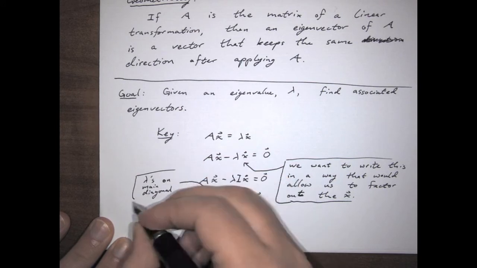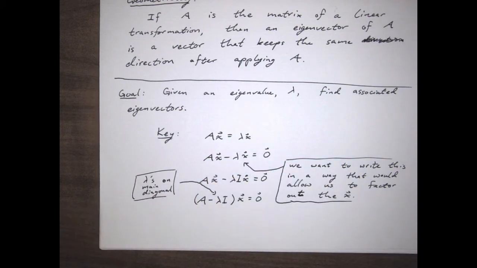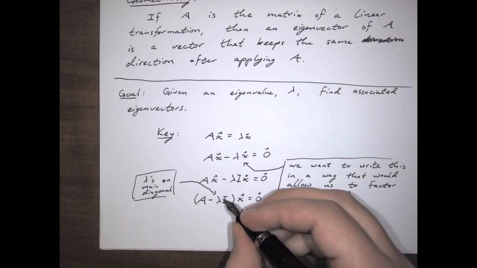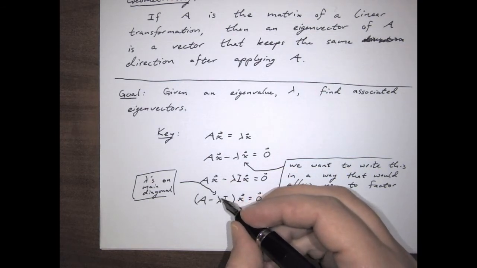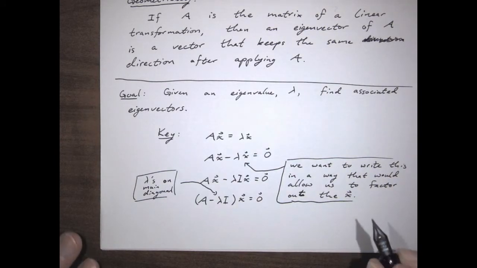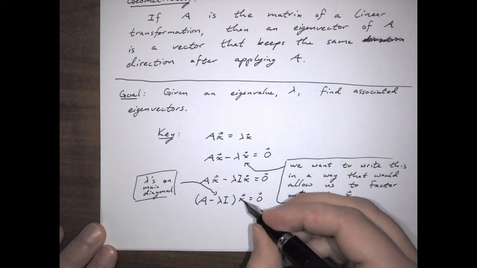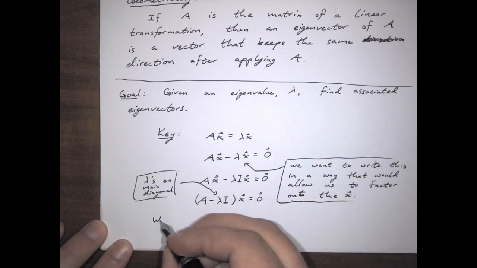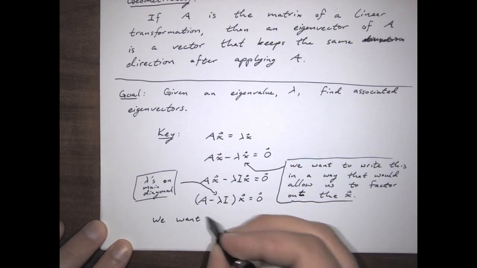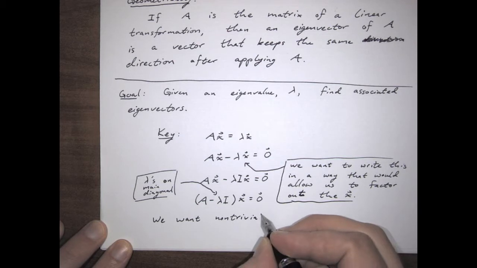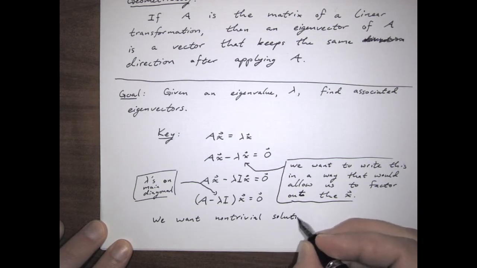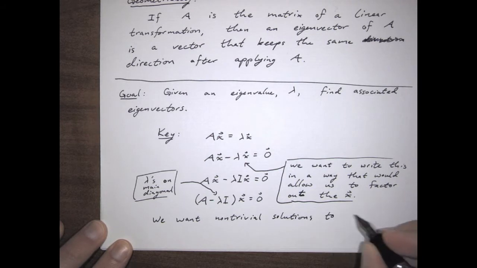That's what that means. So if I already know the lambda, then I can compute this by figuring out what A would be if I subtracted lambda off of its main diagonal at each stage. But what we're looking for is non-zero solutions to this. So we want non-trivial solutions to this equation.